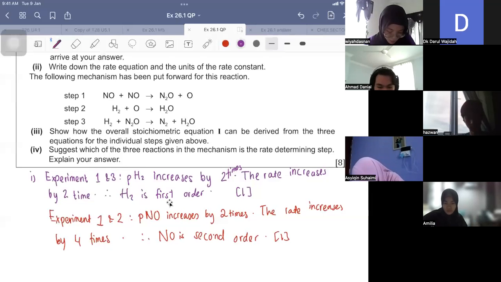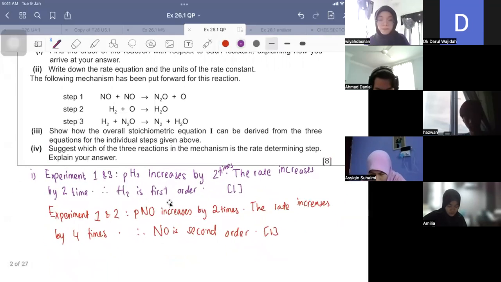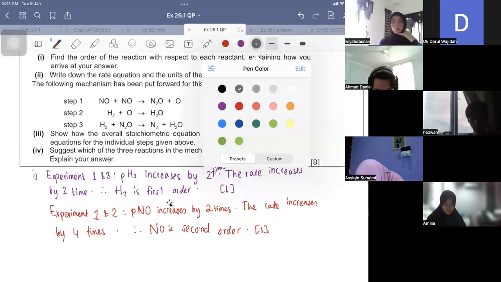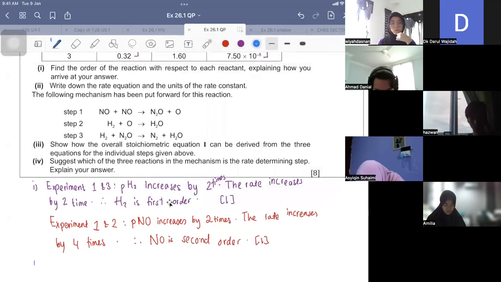Okay. Next, write down the rate equation and the units. I want to work out the units because it's not in the common units that we are given. It's not something that you cannot do. I'm pretty sure you can do it, but I guess it's worth practicing. Okay, so part 2, write down the rate equation.